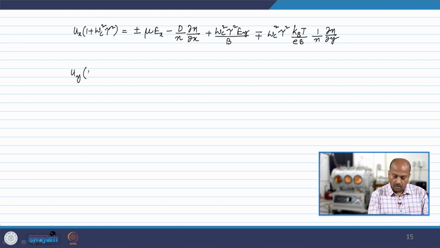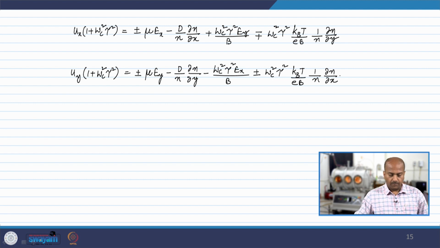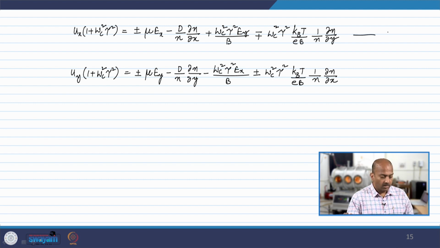Similarly, uy times 1 plus omega c square tau square is plus minus mu Ey minus D by n dou n by dou y plus minus omega c square tau square Ex divided by B plus minus omega c square tau square kBT by EB 1 by n dou n by dou x. It is a very good exercise that you can do this algebra and get these two equations. This is 8 and this is 9.